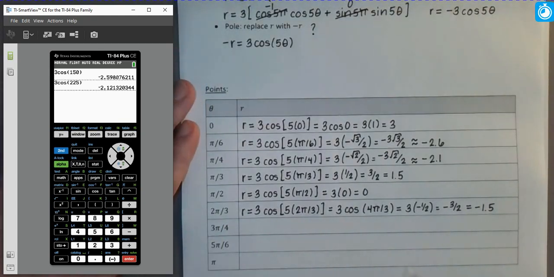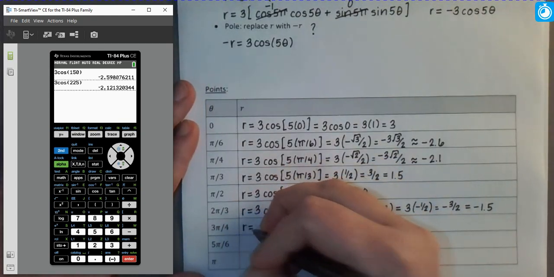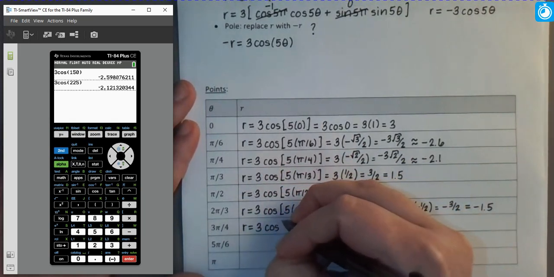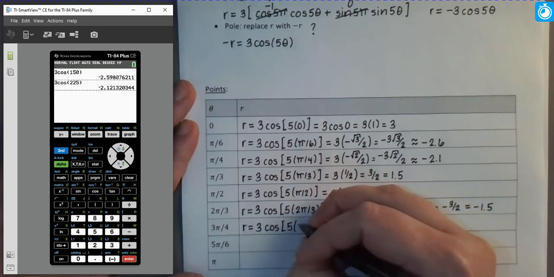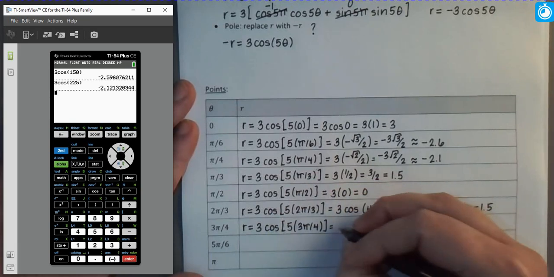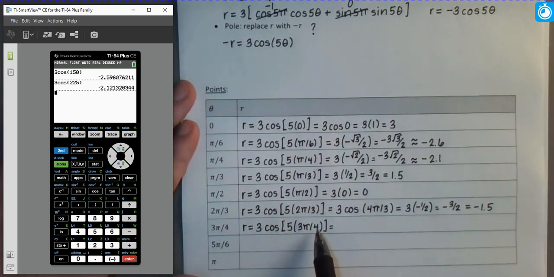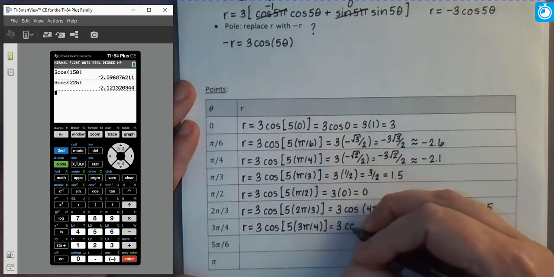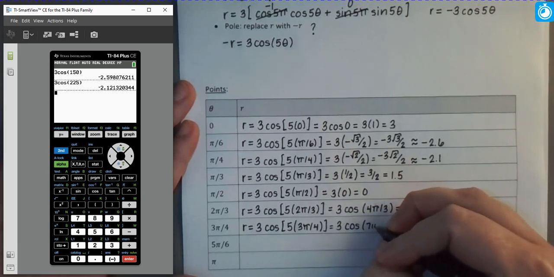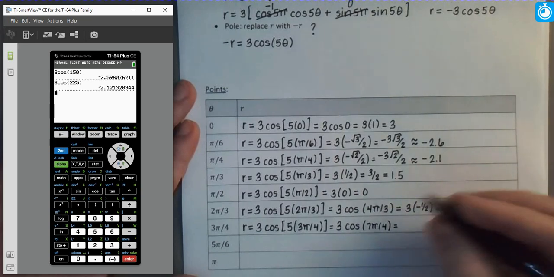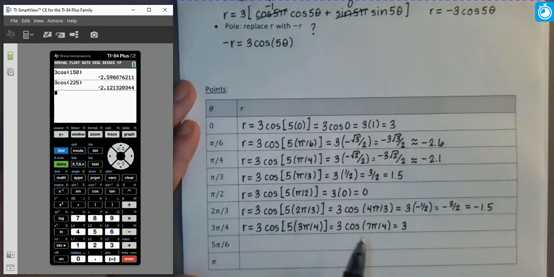Okay, now keep going. 3 pi over 4. r is equal to 3 times the cosine of 5 times 3 pi over 4. So that's going to be 15 pi over 4. Now 15 pi over 4 is going to be coterminal to 7 pi over 4. So that's the same thing as 3 times the cosine of 7 pi over 4.